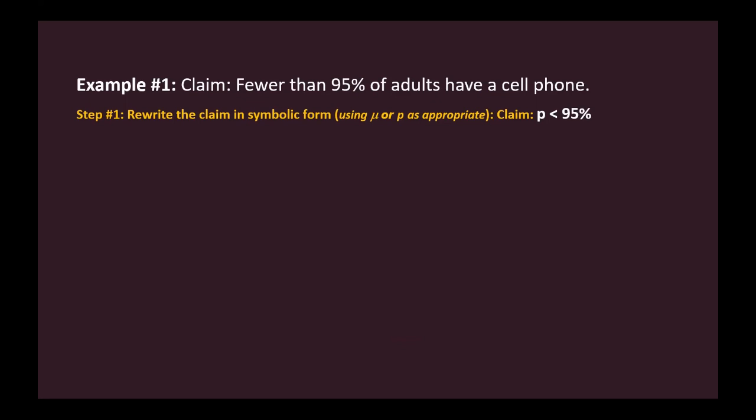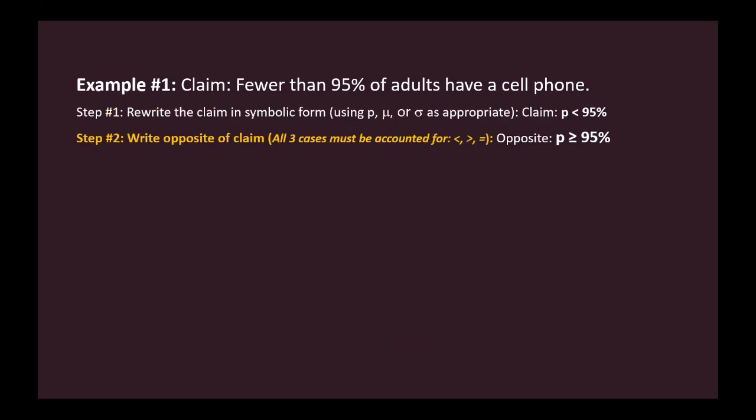Now we're going to write the opposite of that, and we're going to keep in mind the opposite of that is not only the greater than case, it's also the equal to case. So our opposite is P is greater than or equal to 95%.